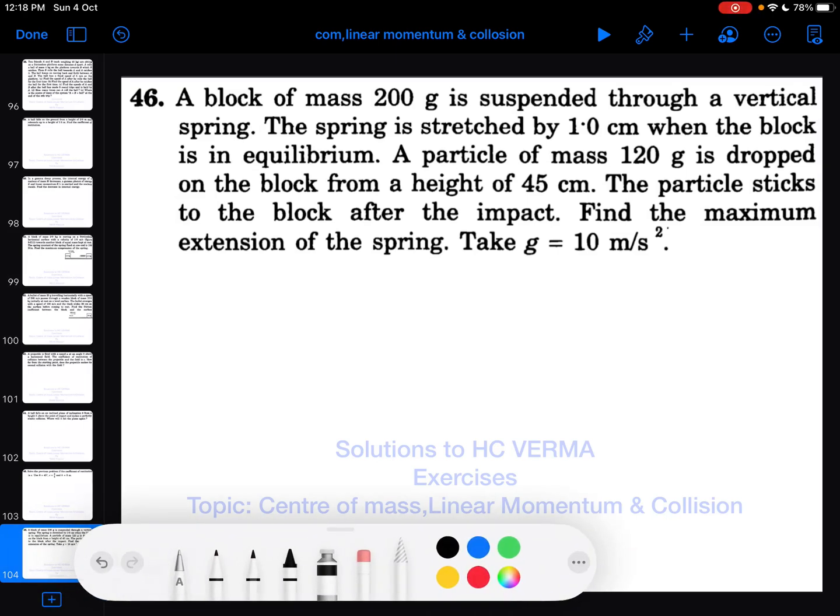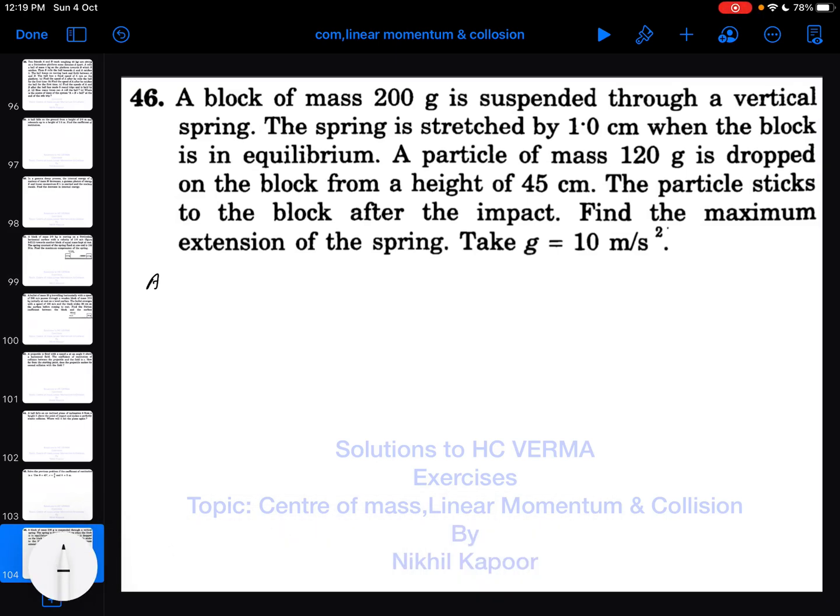So let's start with the 46th example. What is said here in this example: a block of mass 200 gram is suspended through a vertical spring. So this is the vertical spring and this is the block of mass 200 gram, or we can say 0.2 kg, being suspended. When the block is suspended, the spring gets stretched by 1 centimeter, and the system will be in equilibrium.